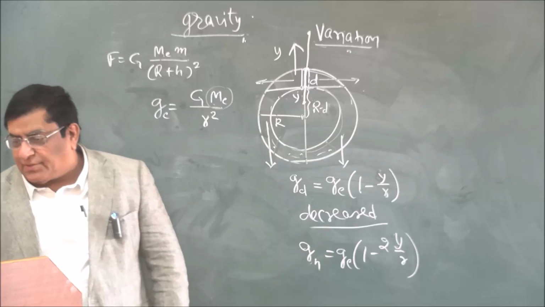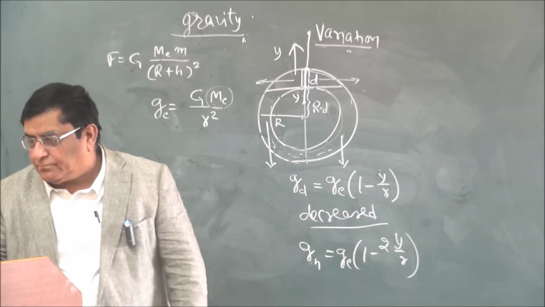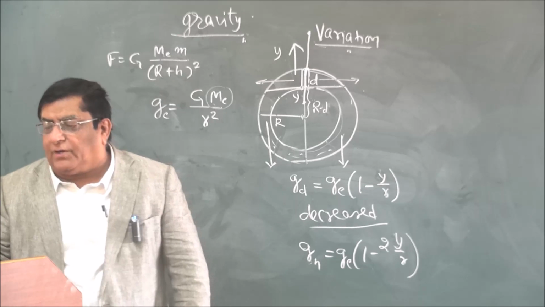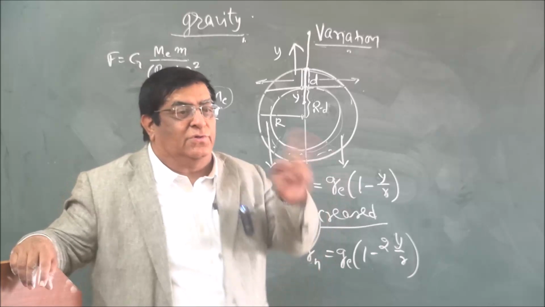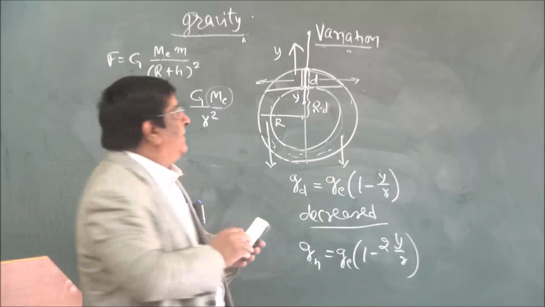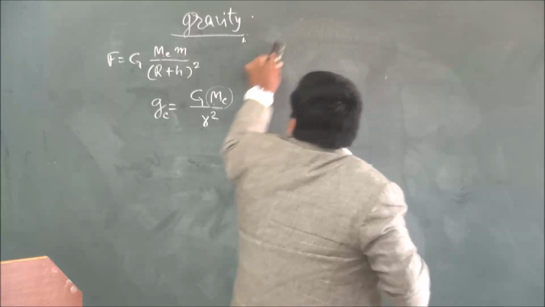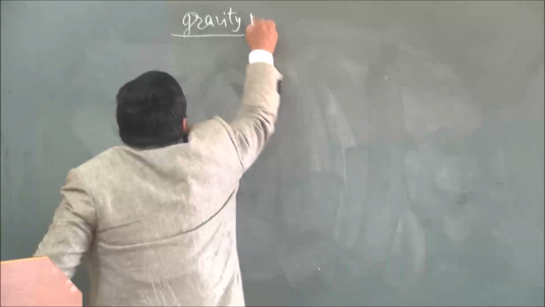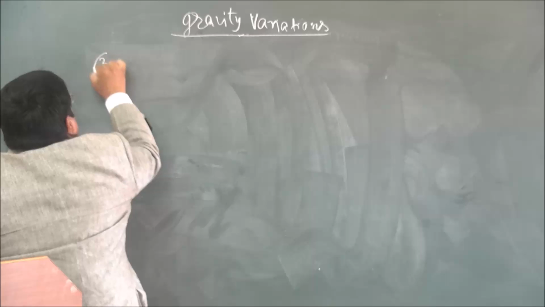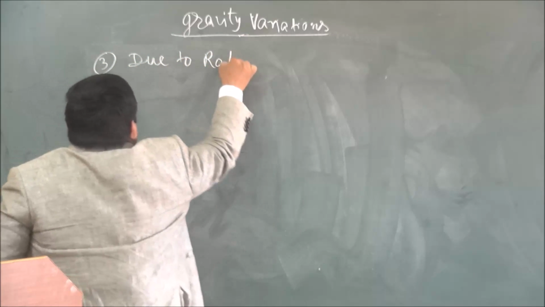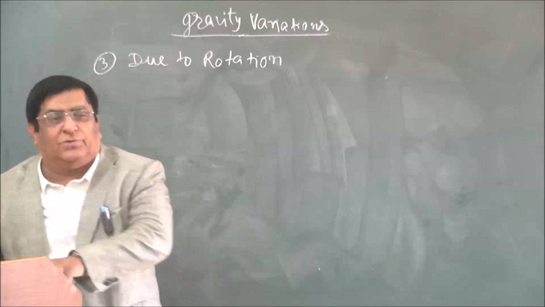Now we go to something else. The four things we studied. Now we go for the decrease in the acceleration value due to rotation of the earth. Due to rotation. Why should there be a decrease? The answer is due to centripetal or centrifugal forces. Third, to what you have studied, due to height, due to depth, and third is due to rotation.